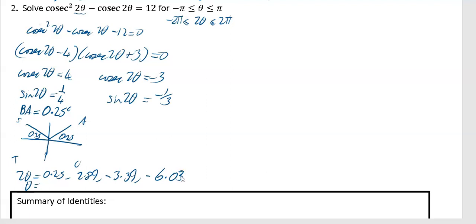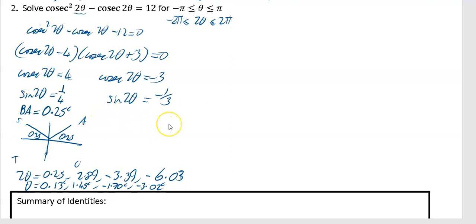Okay, and your final answer then is just to divide those all by 2, so I'll do a wee bit of calculator work and write those in. Just divide all 4 of those answers in radians by 2. To 2 decimals I've got 0.13 radians, 1.45 radians, minus 0.17 radians, and minus 3.02 radians.